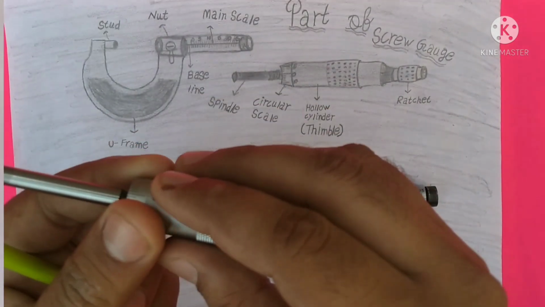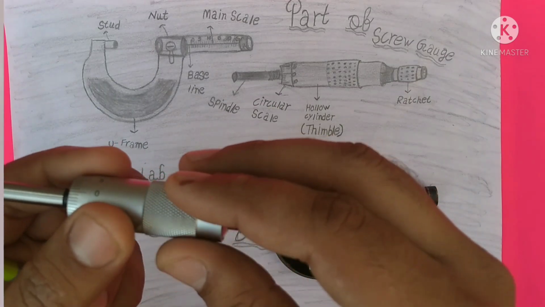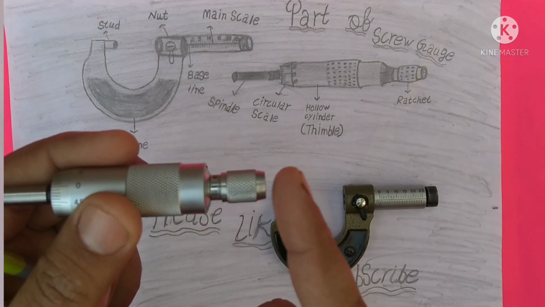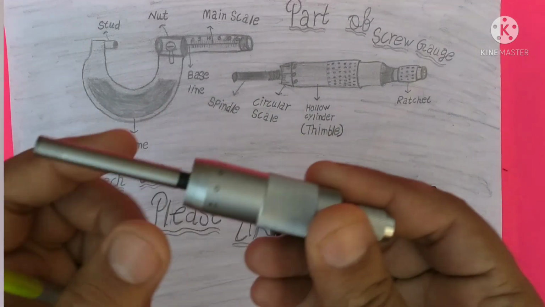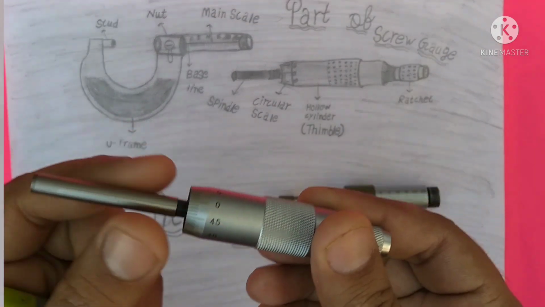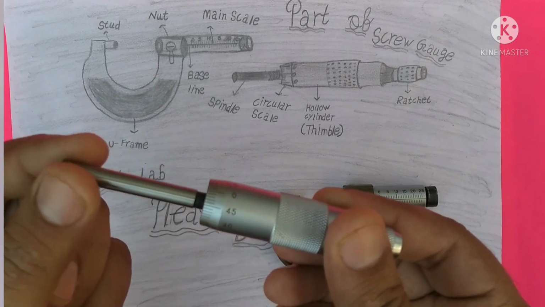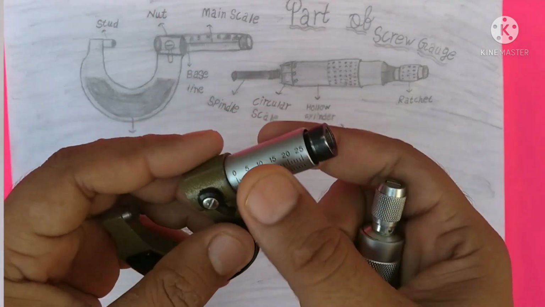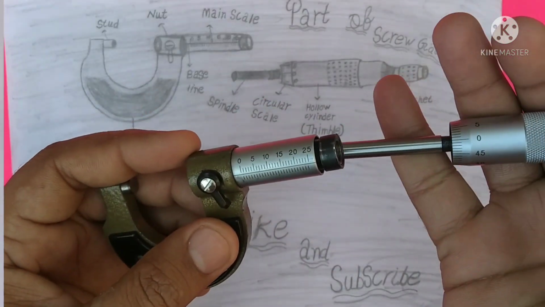on this hollow cylinder, and sometimes we call it the thimble. One end of this hollow cylinder is connected with the ratchet, and the other end of this cylinder is connected with this spindle. So this spindle is inserted inside this hollow cylinder, like in this way.